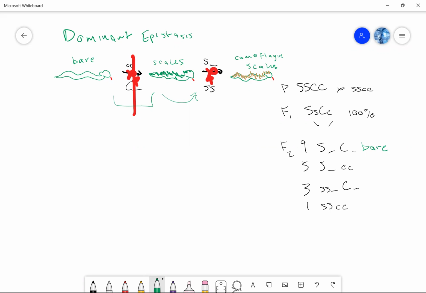So we have scales. Now we can look at the hypostatic locus and see if we can move on from regular scales to camouflage scales. And we have this necessary dominant allele. So we do. So this is a camouflaged snake.